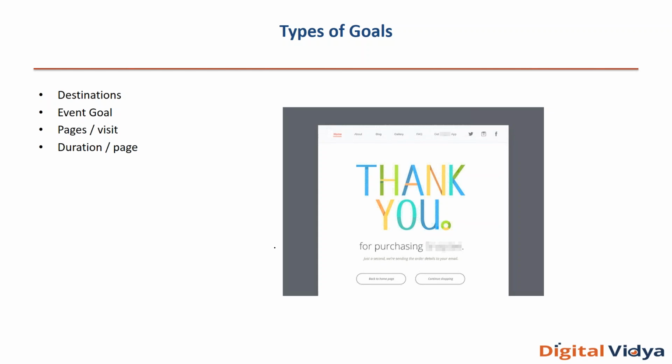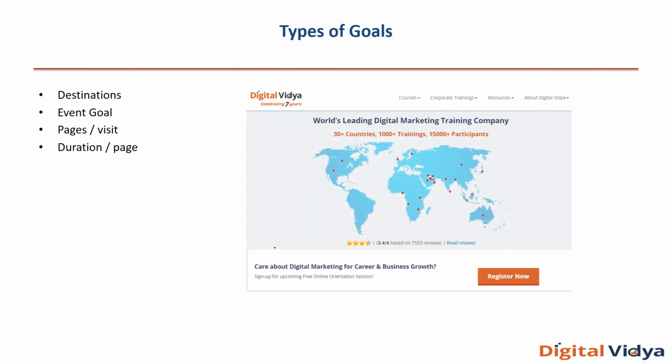Next type of goal is event goal. So what is event goal? Event goal is when action happens on a website, but the URL does not change. So for example, when you went to a thank you page, the URL was like amazon.com/iPhoneX/thankyou.html. So you went to that page where that content appeared.